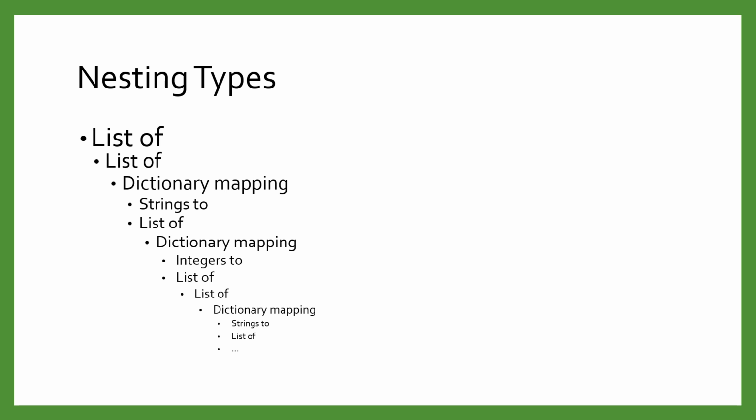You can also use composite types as subtypes. In other words, you can have lists of dictionaries, or dictionaries of lists, or even lists of lists. There are no practical limits to how many times you can nest composite types.